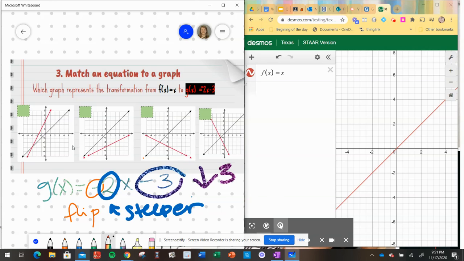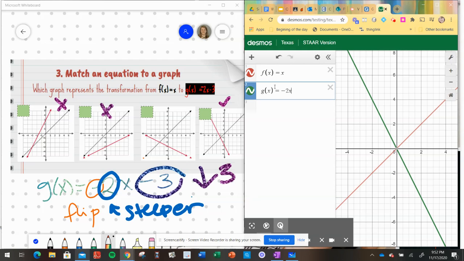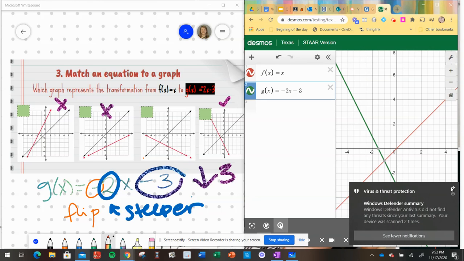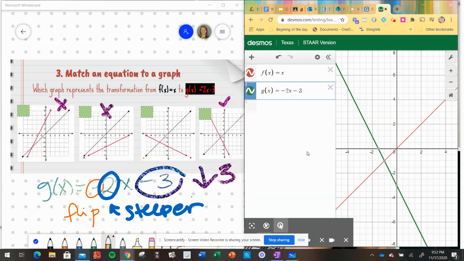And so if I look at these, I know that this one's not flipped and this one's not flipped. So the only one that is steeper and flipped and moved down 3 should be this one. Okay, but I can also double check by graphing it in Desmos. So if I graph g of x is equal to negative 2x minus 3, notice visually what it looks like. And it does look like the last one, right? So that's the only one that it matches up to.